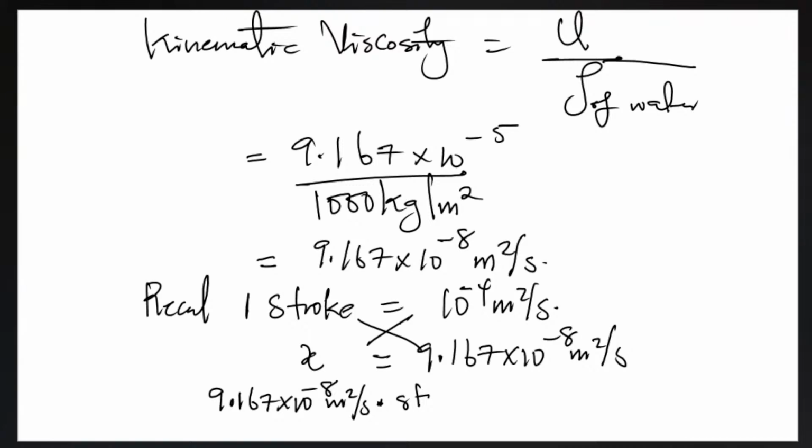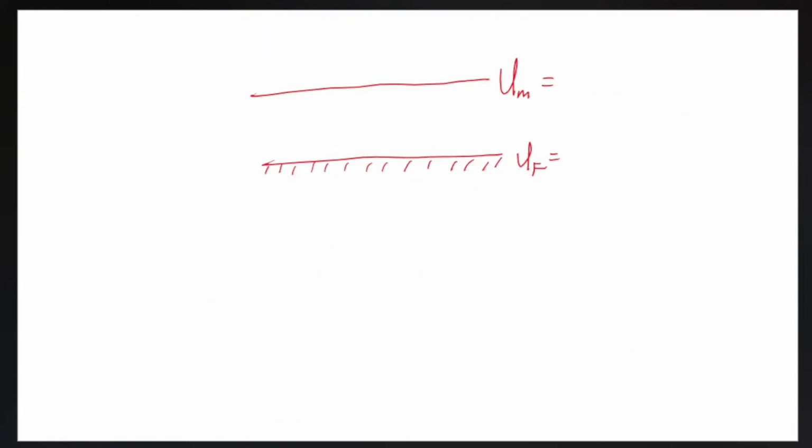Now from our question, we know that U of F, since it's fixed, is not going to have any velocity. So your velocity here will be 0 meter per second. But for your moving plate, you will simply have a velocity of 3 meter per second. So what you have here is a velocity of 3 meter per second.